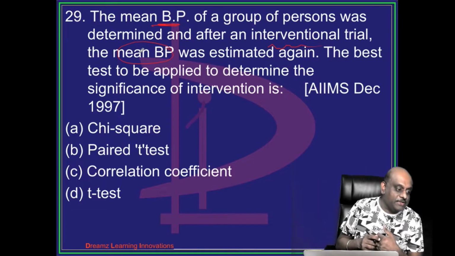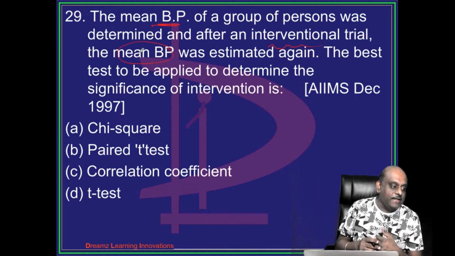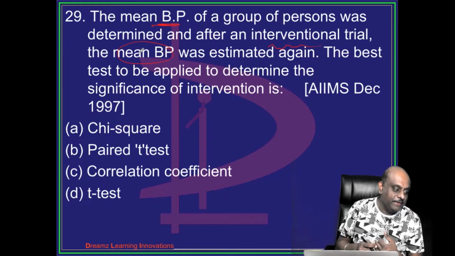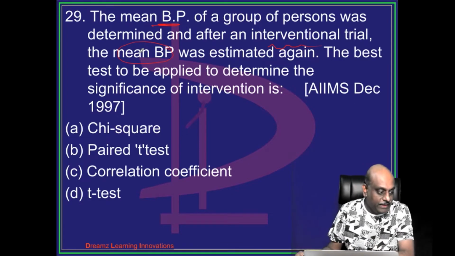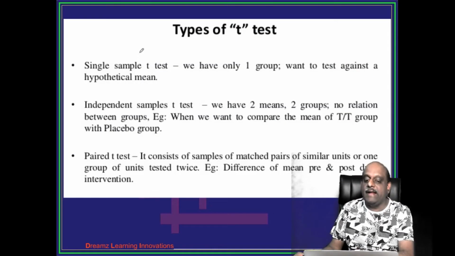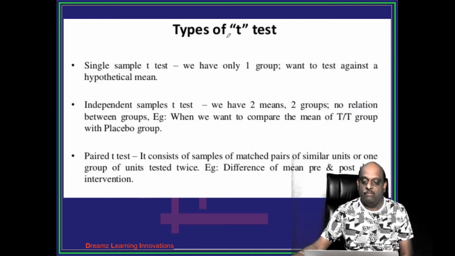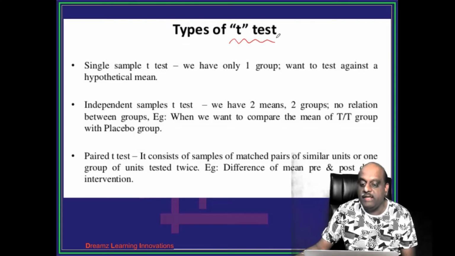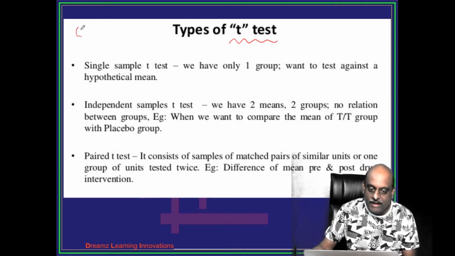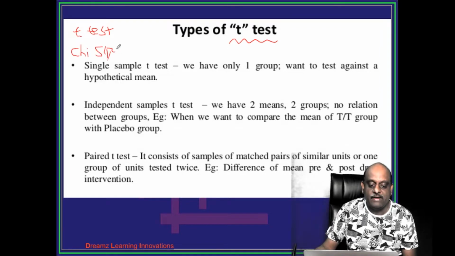Come on, punch your answers. Ishan is thinking C. Gagan Kuber is thinking B. Very good. It is a paired t-test. First of all, let us know what is t-test. There are two tests, doctor. T-test is one. Chi-square test is the second one.